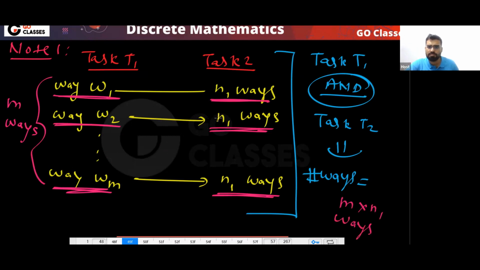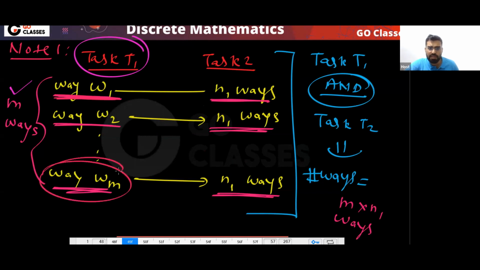Yes or no? Because task T1 can be done in a total of M ways, and for every way here you have N1 ways, finally you can multiply them. So the total number of ways will be M into N1.